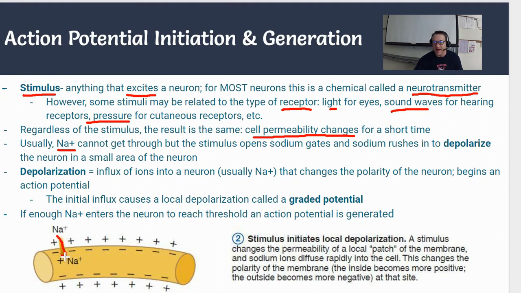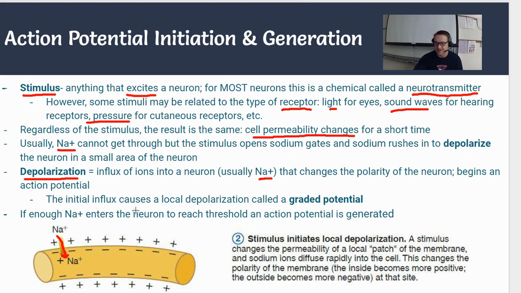And since positively charged sodium is coming in, it's going to start moving off that resting membrane potential of -70 and start to become less negative, more towards the positive. So it's going to start getting depolarized. That's what depolarization is. It's the influx of these positively charged ions, usually sodium. Some neurons use calcium ions, but usually it's sodium, and that's causing it to become less negative, more towards the positive region. And that's called depolarization.